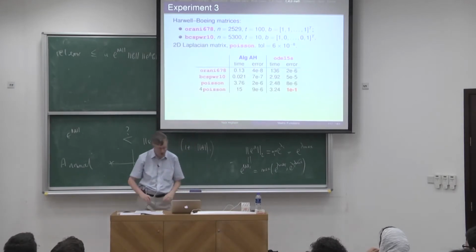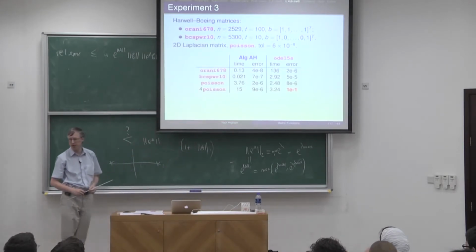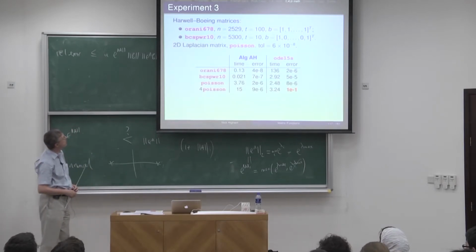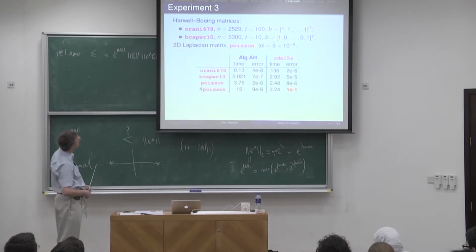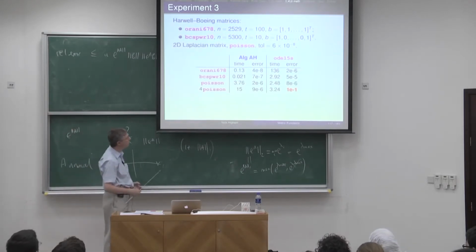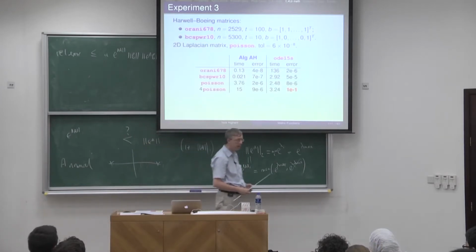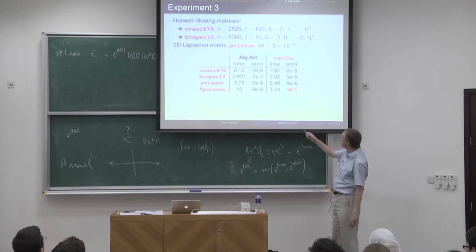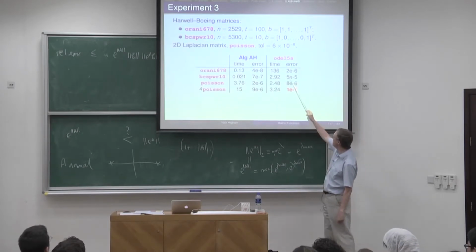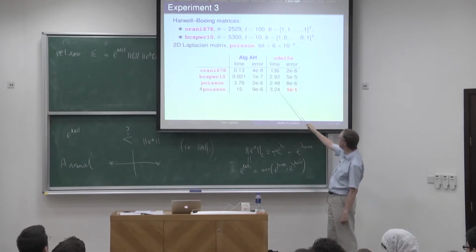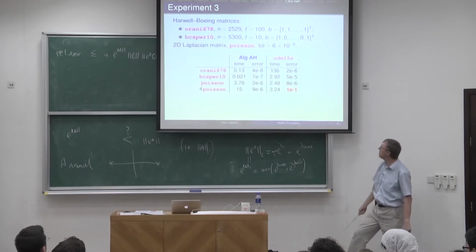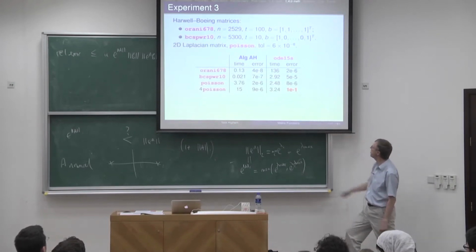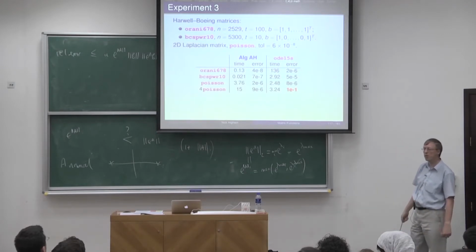And then the third experiment is with a couple of matrices from the Harwell-Boeing sparse matrix collection, and also the 2D Laplacian. And I've compared the algorithm with ODE15S. This is MATLAB's stiff integrator. And again, there's quite a variation as to which method is faster. ODE15S is pretty slow on the first couple of problems, but actually faster on the 4 times Poisson problem. But then if you look at the error, ODE15S got the wrong answer for the 4 Poisson problem.